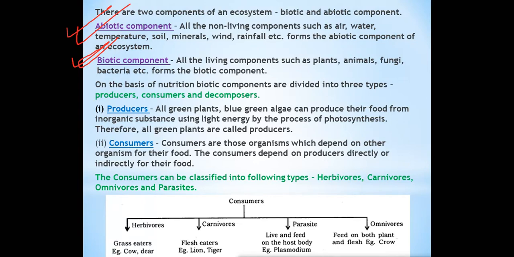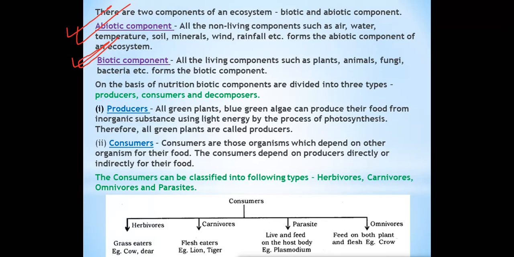What is the biotic component? Bio means living, correct? In biology what do we read? We used to read about plants and animals. So biotic component is a living component. Example: plants, animals, fungi, bacteria, different types of microorganisms are present in the biotic component.